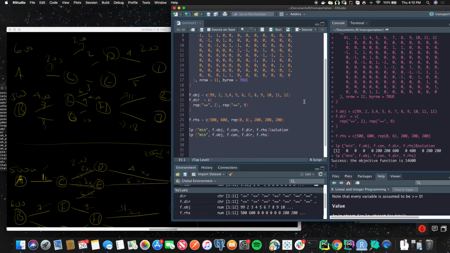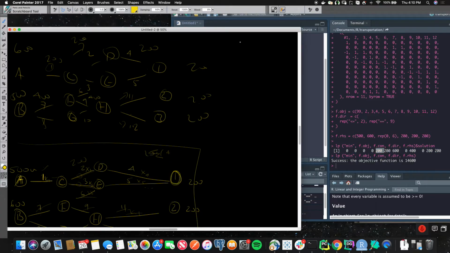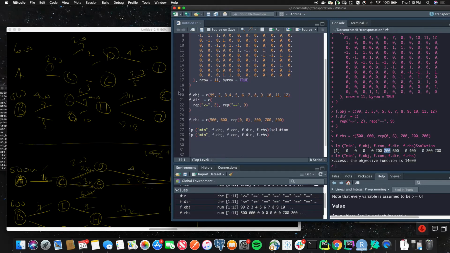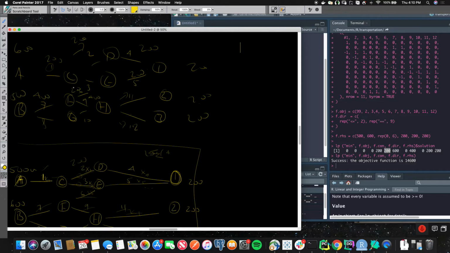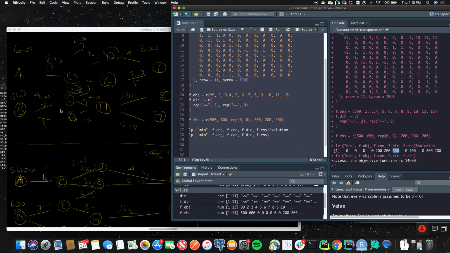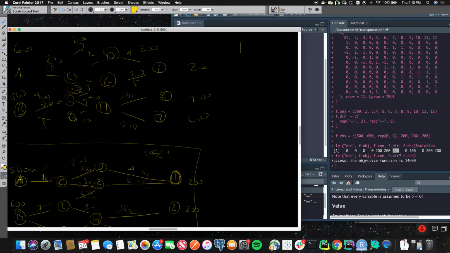So here we see that nothing leaves x0, nothing goes through x2, nothing goes through x3, x4, and then let's look at x5. Okay, so 200 is coming through x5, and 200 came through x6, right? And then 600 left from x7. x8, x9, 400 went through x9.